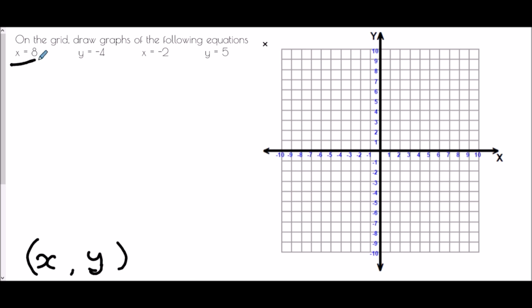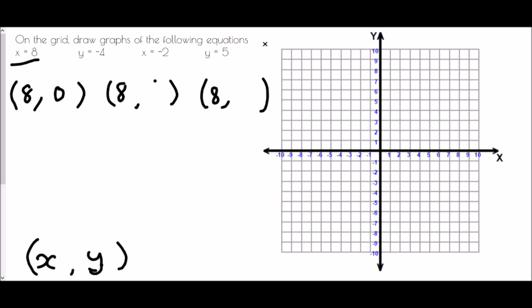Now, if we are dealing with x equals 8, what we can think of are a set of coordinates. And for each of those coordinates, if x equals 8, then that means the first value is always going to be 8. Now, the y value, we can choose anything we like. We could use 0, we could use 5, we could use -3. Each of those values are now coordinates, and all we need to do is to take a point and place them on the graph where we've just said.